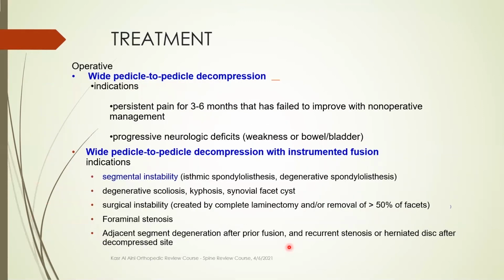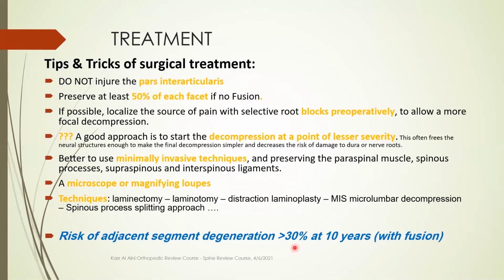Operative treatment includes wide pedicle to pedicle decompression in persistent pain of 3 to 6 months with failure of conservative measures, or progressive neurological deficit. Decompression plus added instrumented fusion is done in case of segmental instability, degenerative scoliosis, or synovial facet cyst, and surgical instability created by complete laminectomy, foraminal stenosis, adjacent segment degeneration, and recurrent cases.